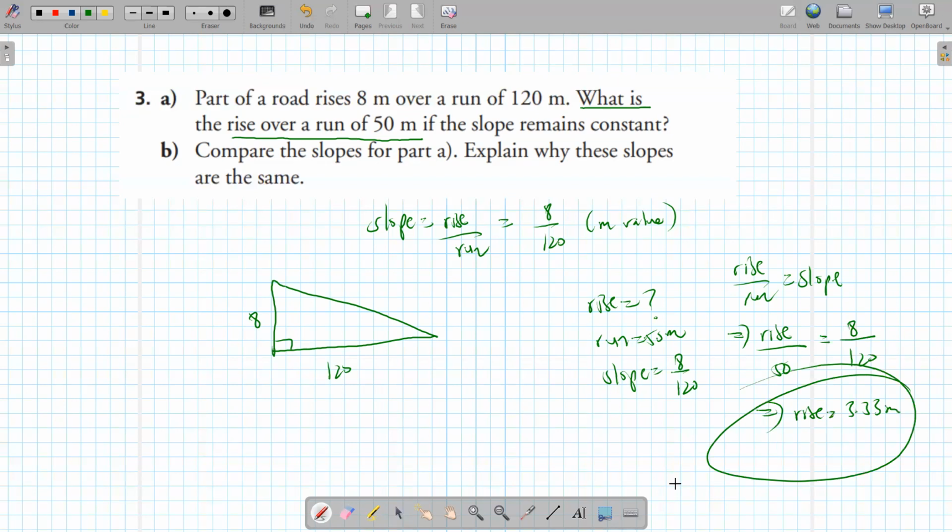That's part A. Part B says, well, why are the slopes the same? Well, they're the same because they're similar triangles. Because the other one, we have a rise of 3.33 and the base is 50 meters, right? Like that. And the slope is going to be the same because one angle is the same right there and they both have the same angle there as well. So because they're similar, the slopes are going to be exactly the same.